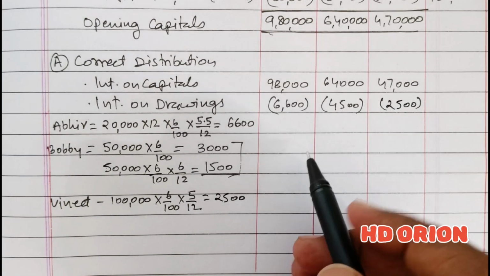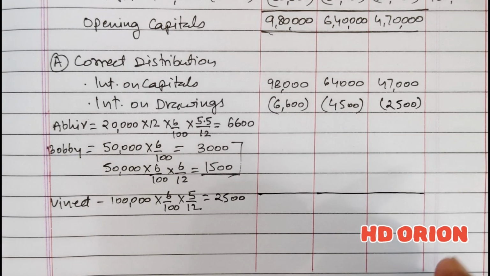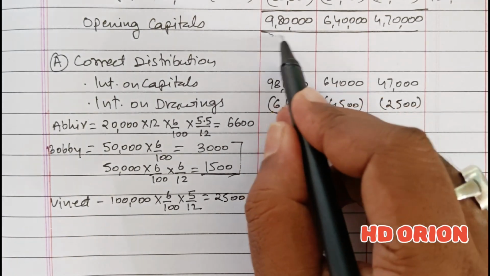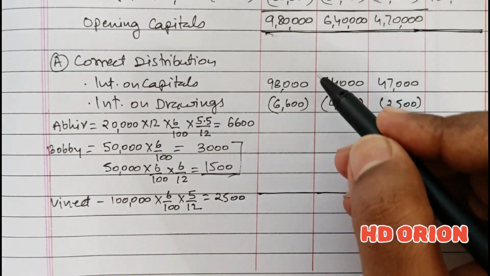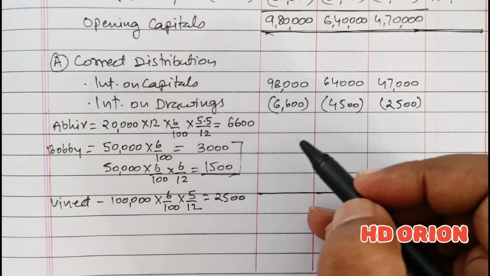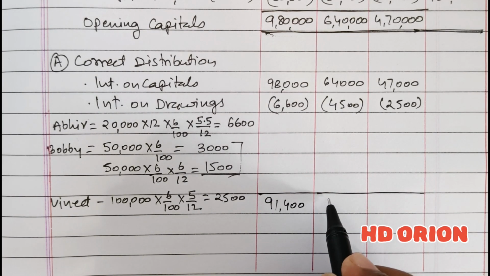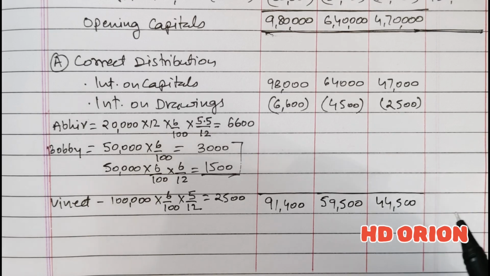So when you subtract this, I will write it here. When you subtract these two figures, because this is all logged now, we cannot, that was for calculation of opening capital here only. When you subtract this, you get 91,400. Here you get 59,500. Here you get 44,500.